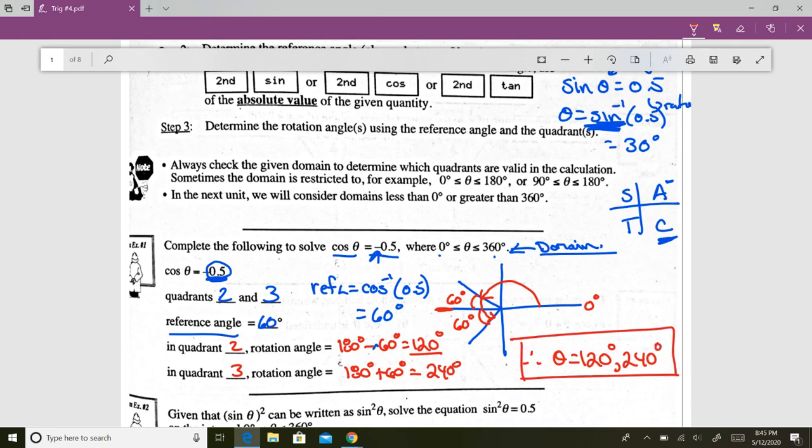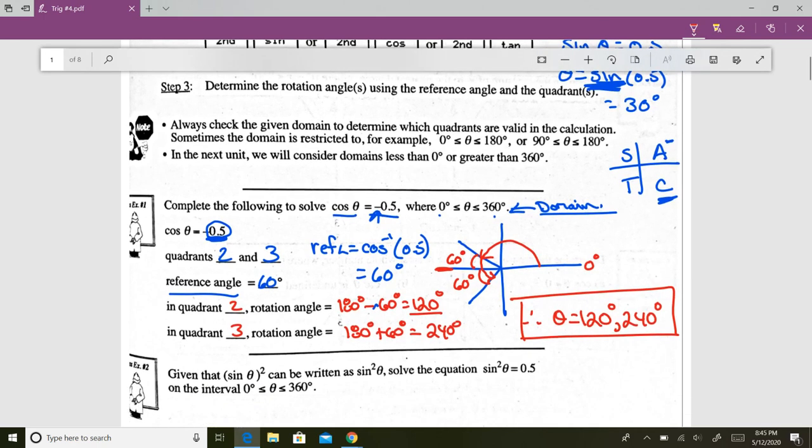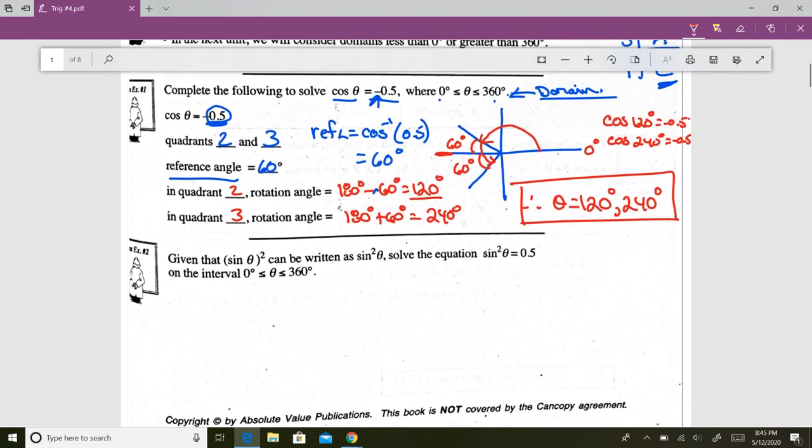Okay? If you did cos of 120 on your calculator, you'll get negative 0.5. If you did cos of 240 on your calculator, you'll get negative 0.5. They give the same answer. That's why there's 2 possible answers. All right.